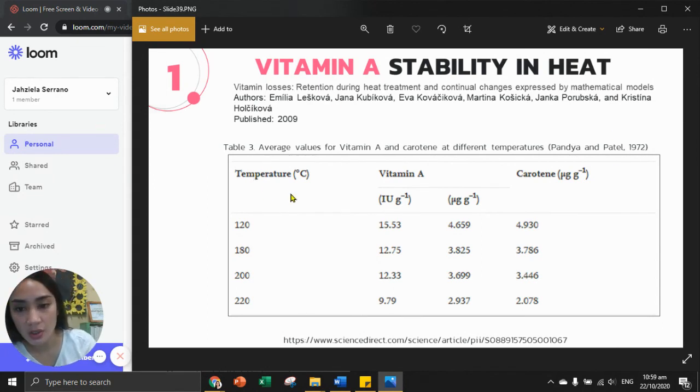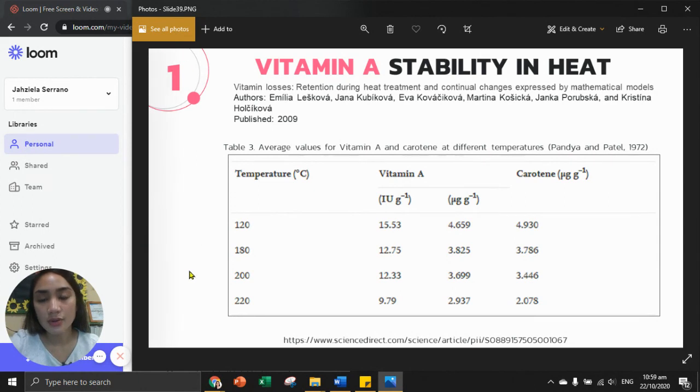So, yung temperature, we have 120 degrees Celsius, 180, 200, and 220. Ito yung IU. IU is ito yung measurement natin for vitamin A. Kung makikita nyo, the trend here, nung tumaas na yung temperature, bumaba na yung IU niya. Kung napansin nyo, bumababa, no? Ganun din dito. And also dito naman sa carotene, mataas naman dito sa 120 degrees Celsius, bumaba nung na-expose siya sa higher temperature.